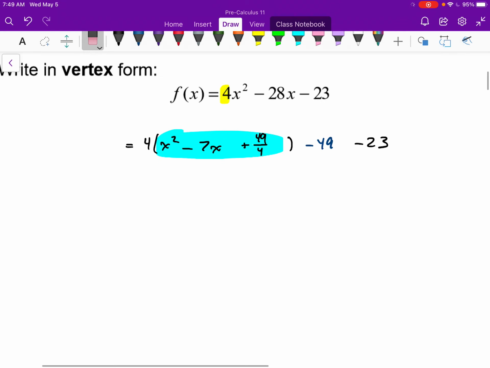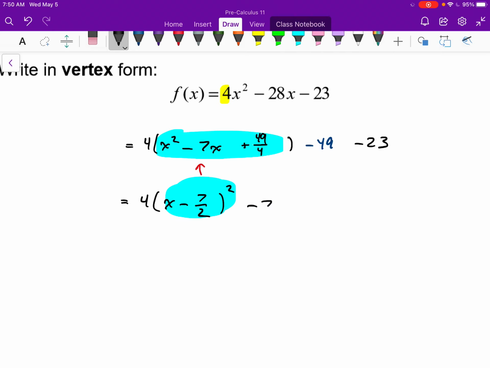OK, now I need to factor what you see highlighted in blue, that perfect square. And again, I know it has to be a perfect square, so the same factor twice. It's going to be x minus, and it's always, as we saw last time, half of that value there. So half of 7, so 7 over 2. So we see there is equivalent to what's above it. And then minus 49 minus 23 is minus 72.